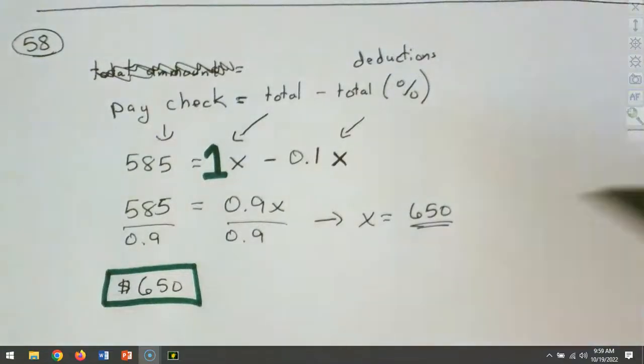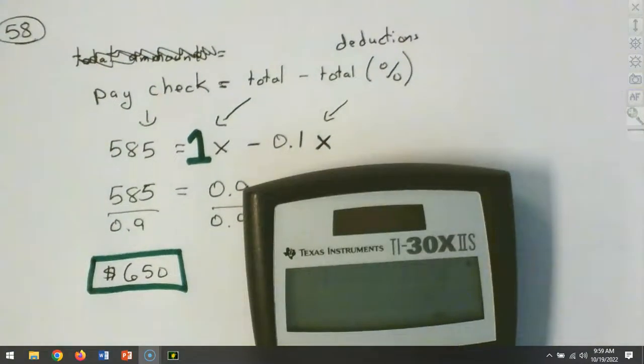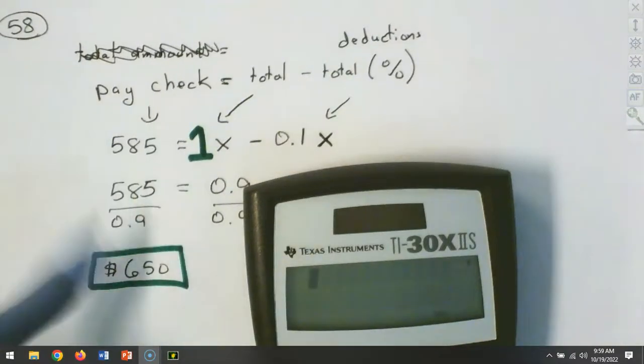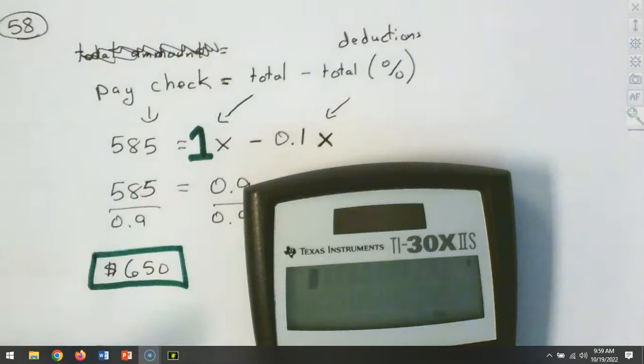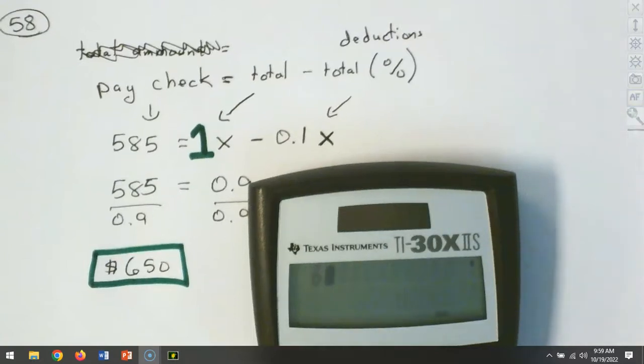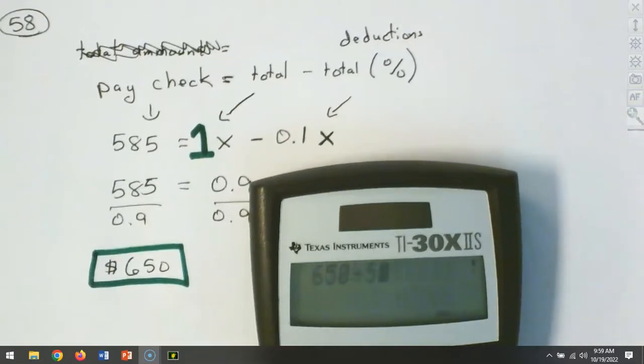How can you check your answer? Well, if I take these and subtract them, I should get my deductions. So let's see what my deductions are going to be. If I've got $650, 10% deduction, that's what? $65, right? That's how much the government got in taxes. 650 minus 585, what is that? $65, right? So it makes sense.